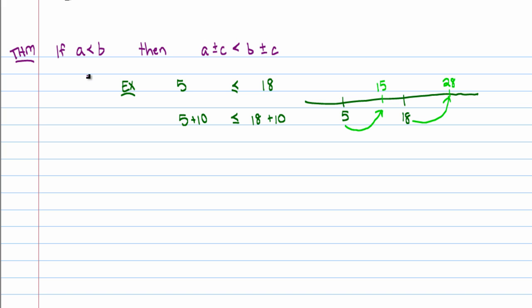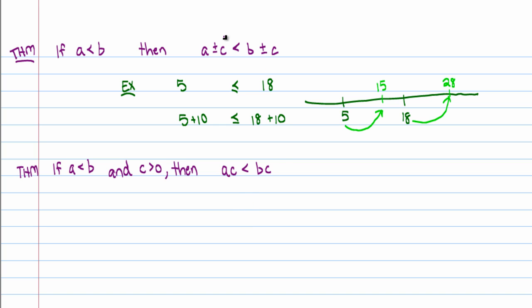Now, the extra 2 theorems, it's actually 1 theorem, but I'm going to split it into 2. If, again, we start with a number less than another, and we happen to know that C is positive, then the following is true. A times C is still less than B times C. In other words, nothing changes when you multiply both sides by a positive number.